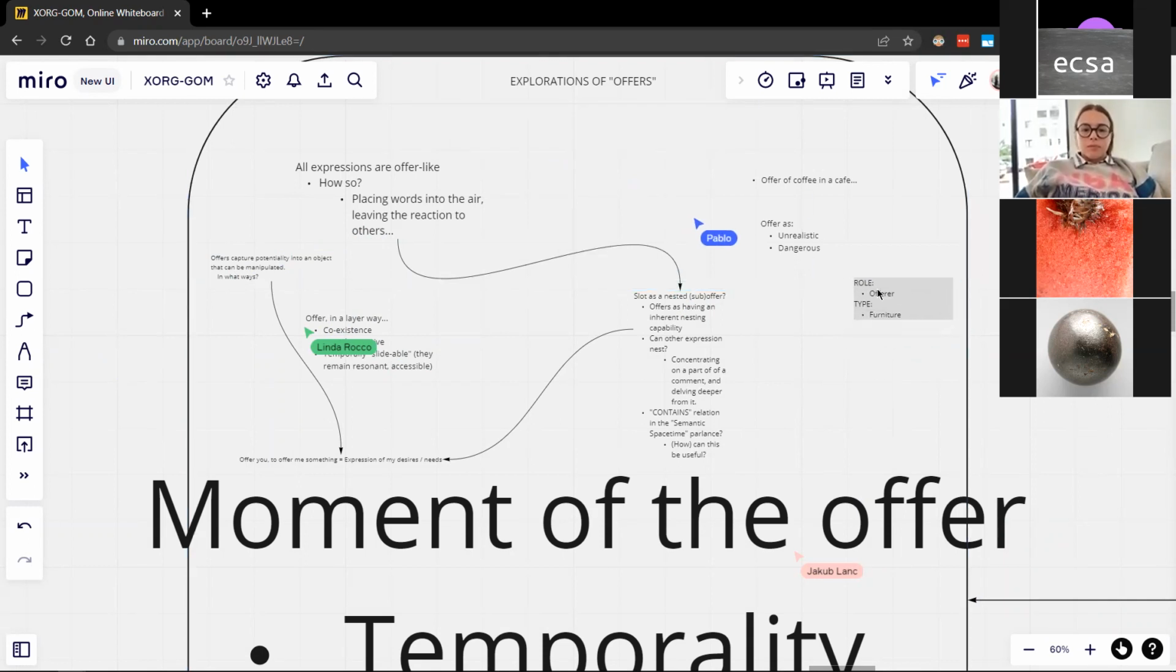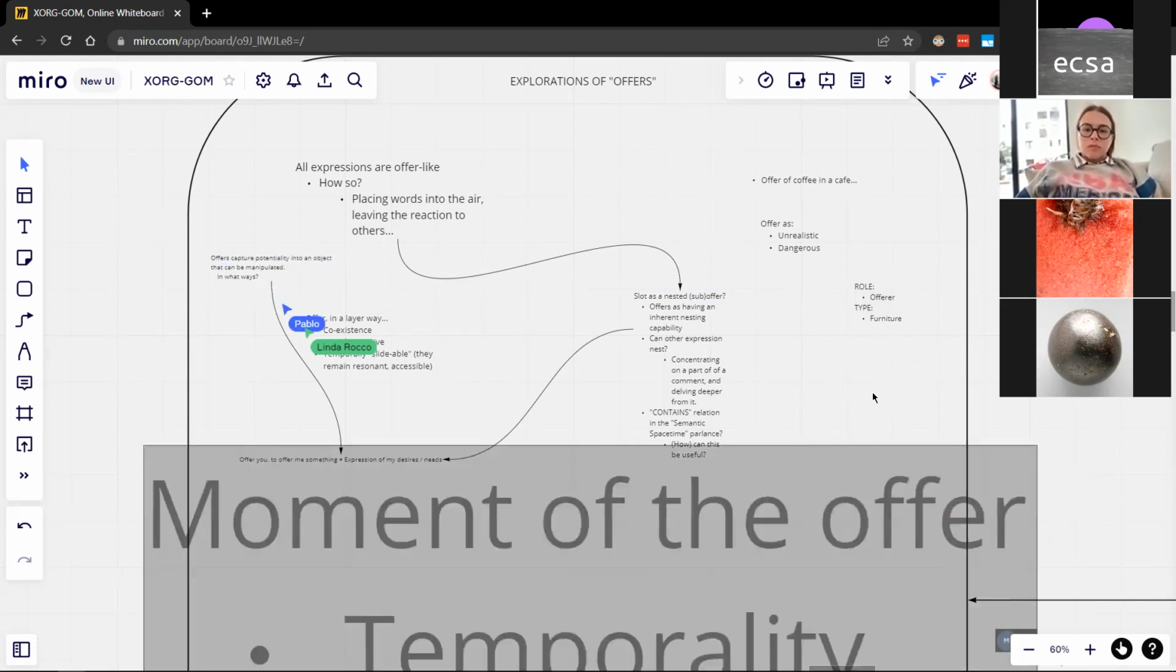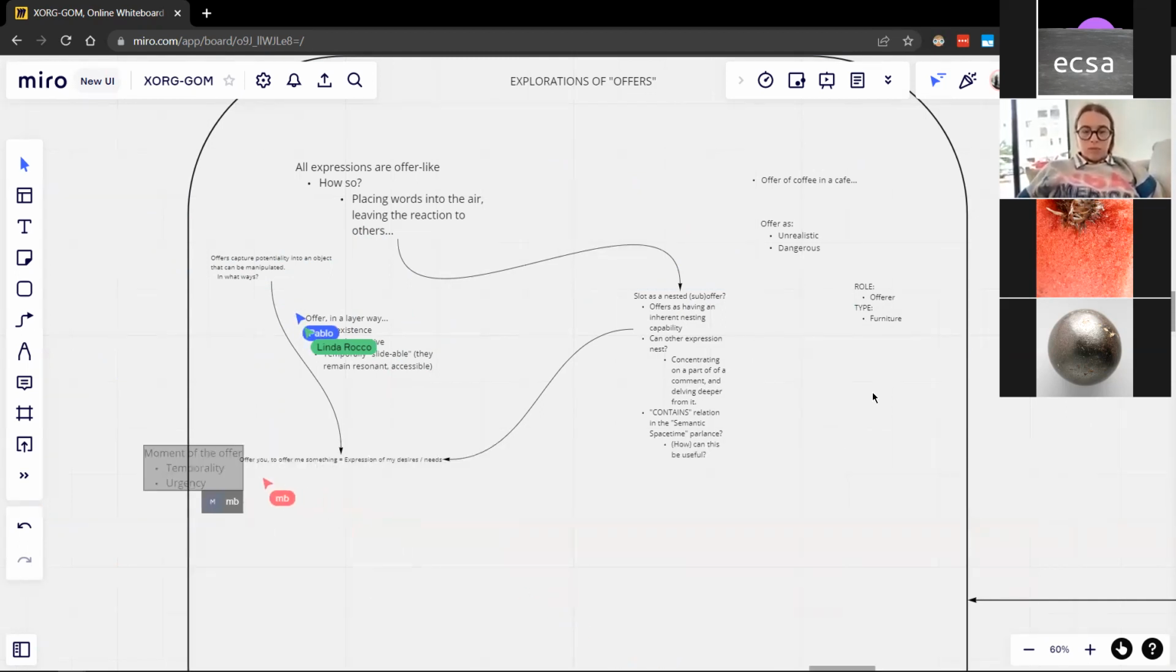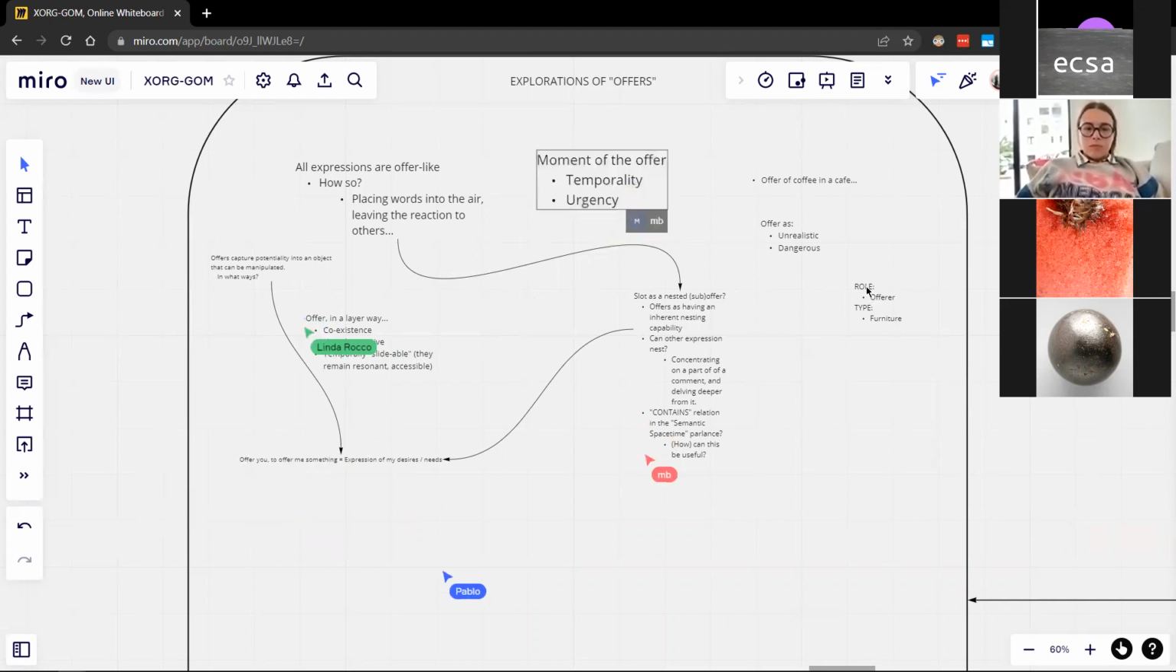Now in this room there is the role offerer, which I don't know if people have used, but it's now a possibility. And then there is a type called furniture, which I think has been kind of forming here, as Martin said. So they are present in this room as availability, not as something that one must use, but it's a possibility.